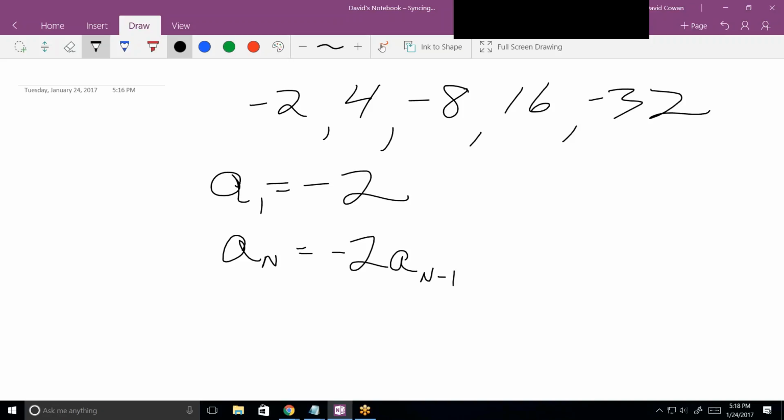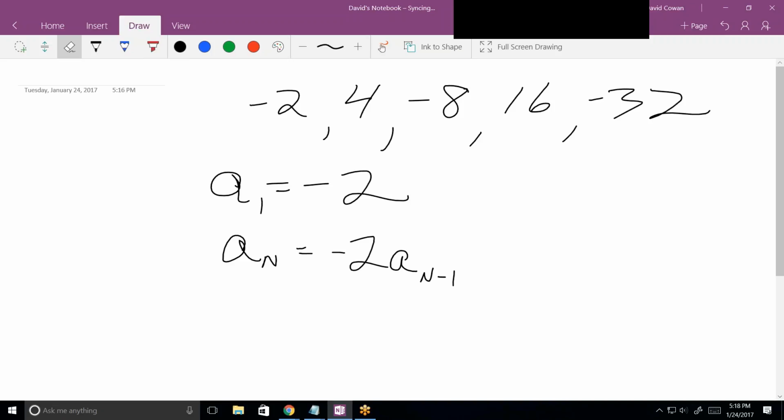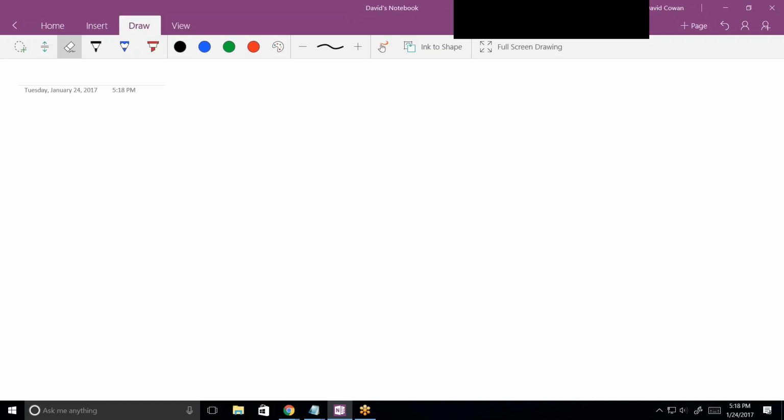And what happens is when you have a negative multiplier, the sequence switches back and forth between positive and negative. Because if I multiply that by negative 2, I get positive 4, and if I multiply positive 4 by negative 2, I get negative 8, and so forth. So it goes positive, negative, positive, negative. And you can never have a 0 in a geometric sequence, because every number after that would have to be 0, and then it wouldn't be a geometric sequence anymore. Yeah. What else you got, Logan?